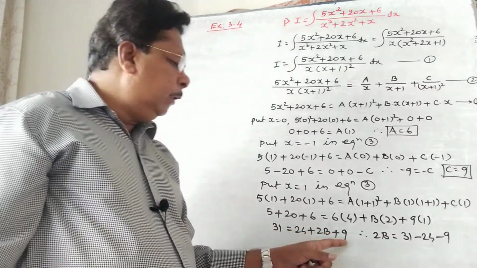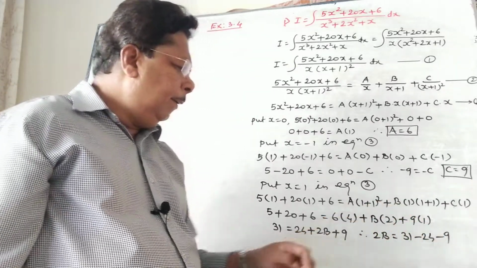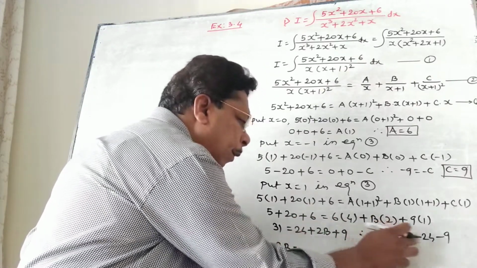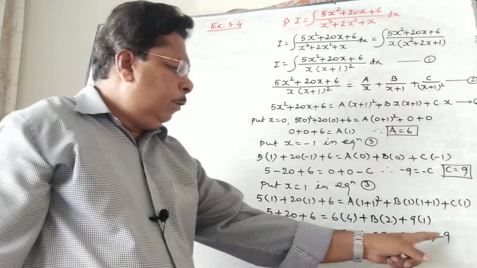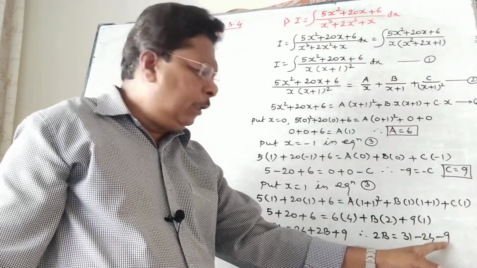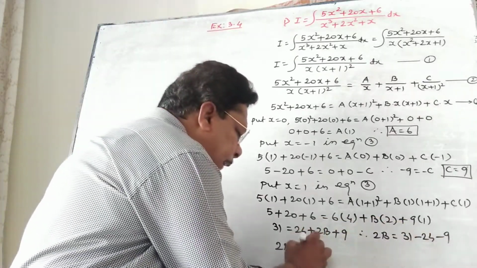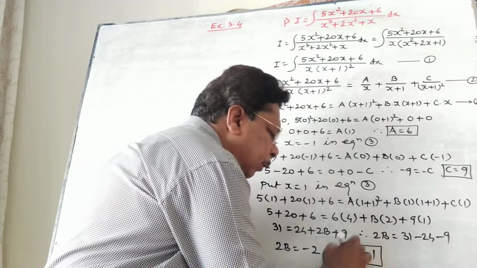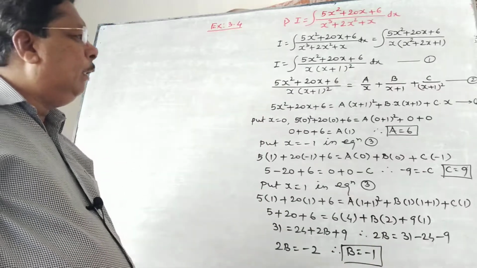24 plus 9 is 33. Okay, so 2b is equal to 24 plus 9 minus 33. 31 minus 33 is minus 2. Therefore, b is equal to minus 1. So we will get the values of a, b, c.